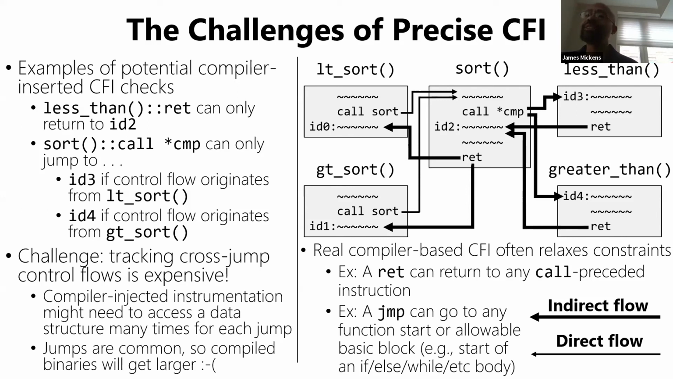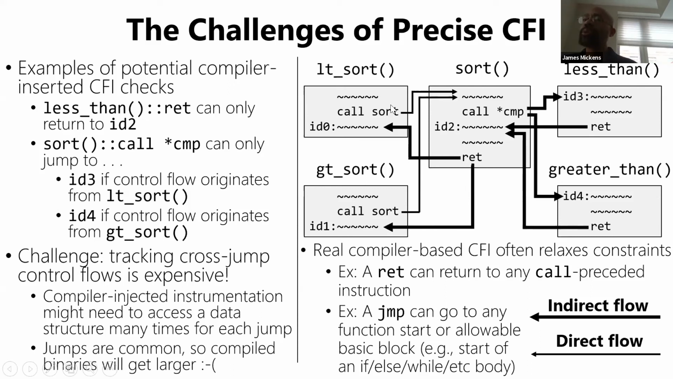But what it means is that the checking that the compiler-injected instrumentation has to do is much less performance intensive than if it had to check a precise history of all execution. For example, if you wanted to determine if an instruction is call preceded, all you have to do is look backwards a few bytes, starting at the address of the jump target. So if we want to determine if, let's say, ID 0 in less than sort is call preceded, just literally look backwards a few bytes in the code segment and see, is there a call instruction there?